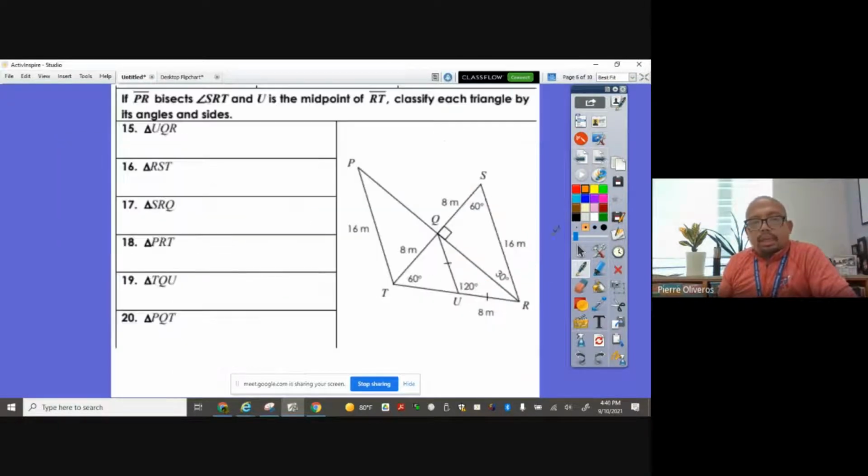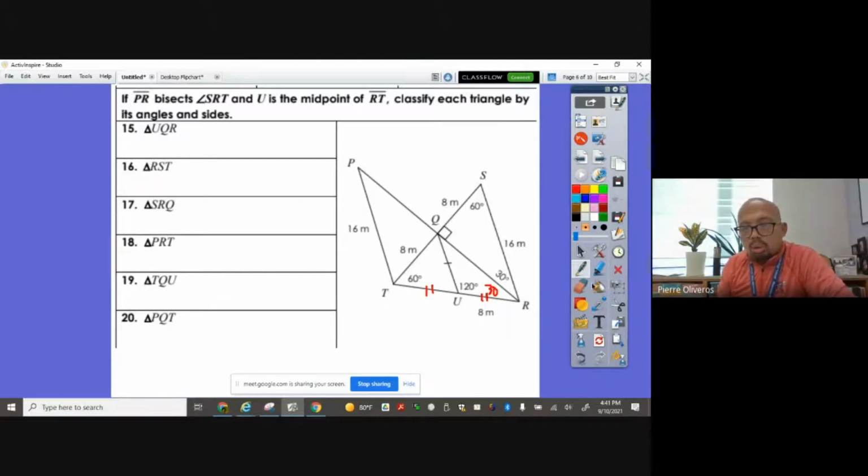Let's try the example here. If PR bisects angle SRT and U is the midpoint of RT, classify each triangle by its angles and side. So PR is this purple line and bisects SRT. So if this angle is 30, what do you know about this side here? That's going to be also 30. So this is 30 here. U is the midpoint of RT. So this is going to be equal to that one. Classify each triangle by its angle and its side.